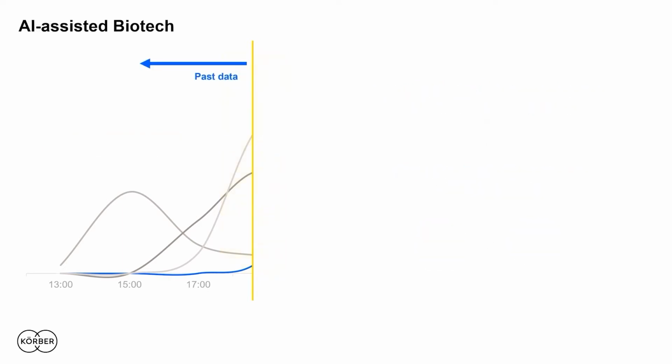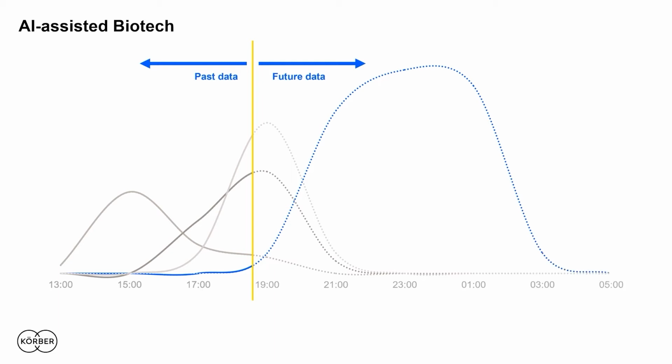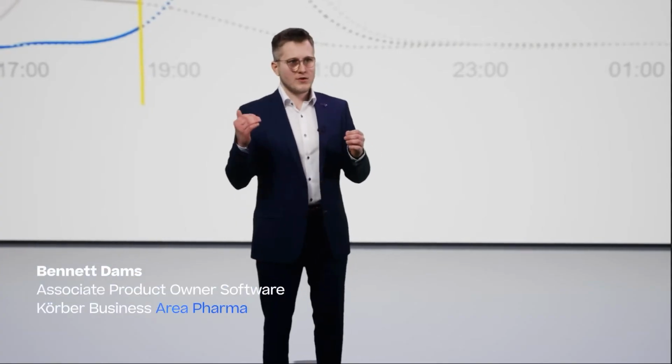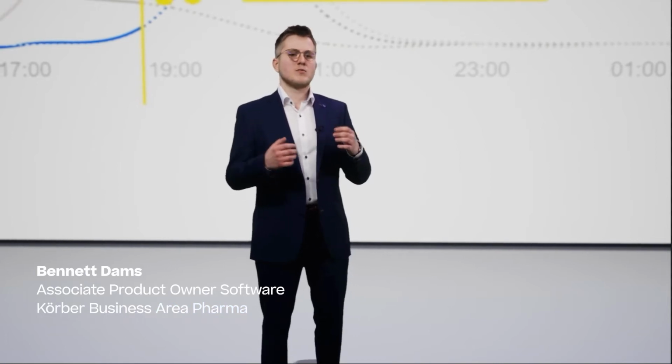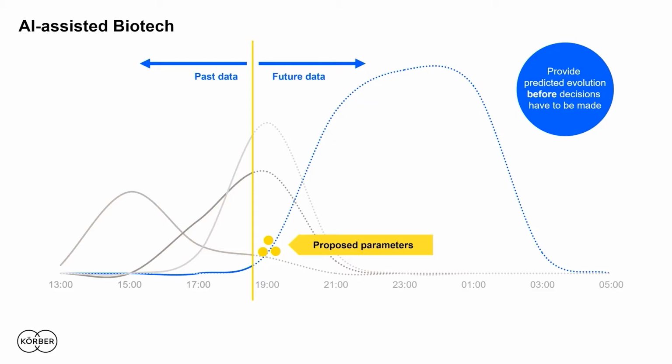But what if we can look into the future? And that's what our software does. We're using AI and predict the further course of the process. And therefore we can also propose parameters. And the combination of both will be used so the operator can make decisions before they have to be made.